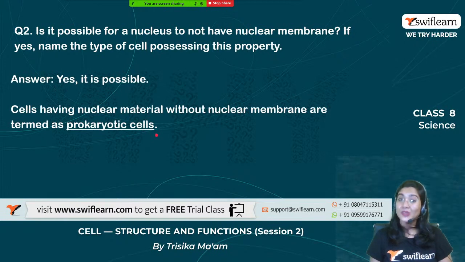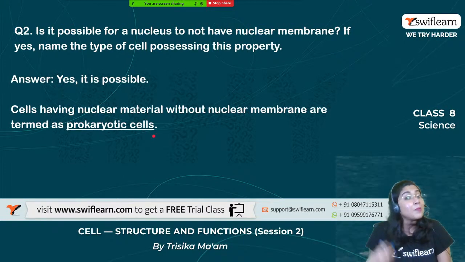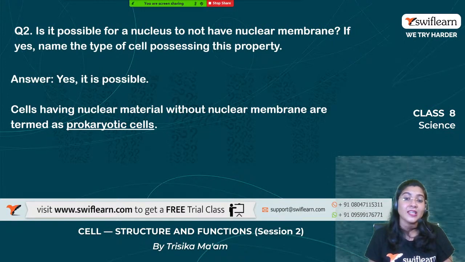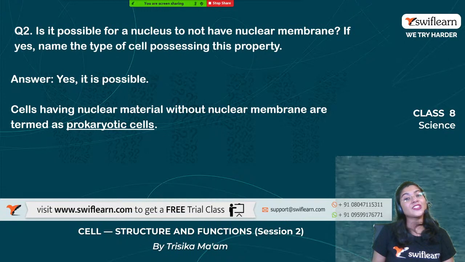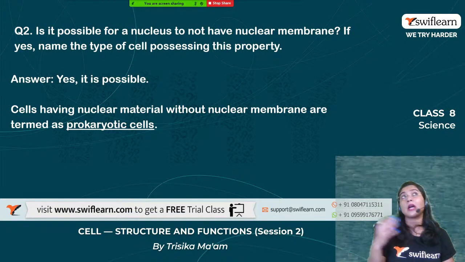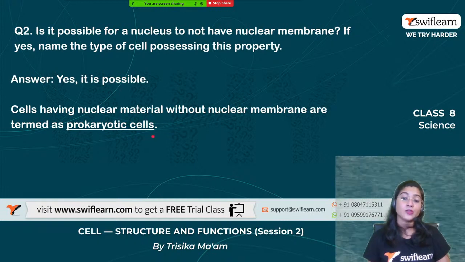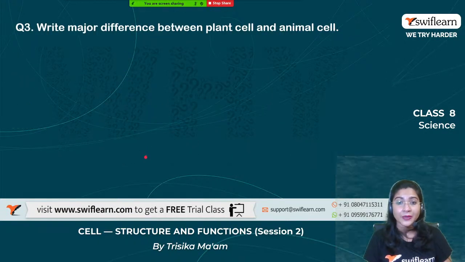Yes, so it is possible that a nucleus may not have the nuclear membrane, and it is only possible in the case of the prokaryotic cell. And we find this prokaryotic cell without nuclear membrane and the other different structures of the nucleus in the case of bacteria and blue-green algae, right?